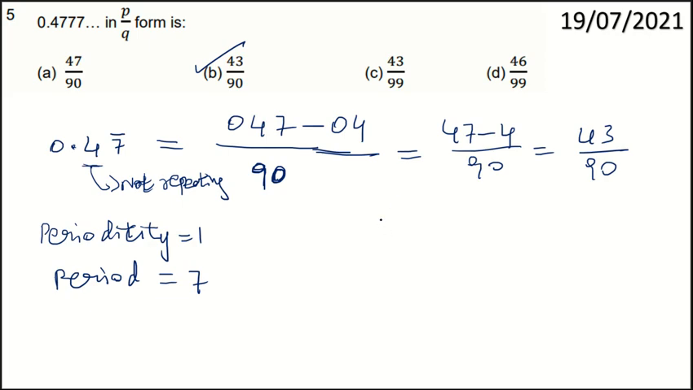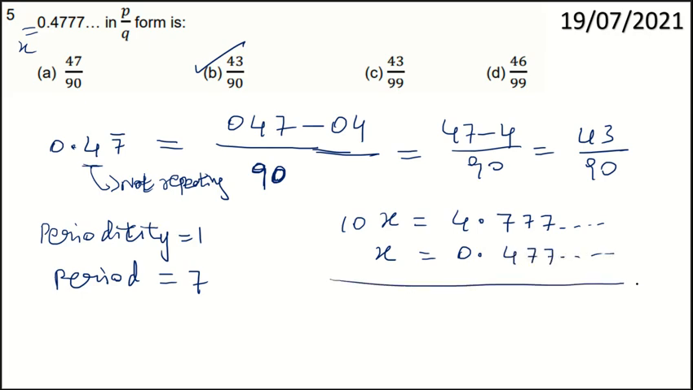You will assume the given number as x. When you assume the given number as x, periodicity times of x is to be multiplied, and it becomes 4.777 and so on. Now, from the 10x, 0.477 and so on is to be subtracted. So, these 7s will cancel.